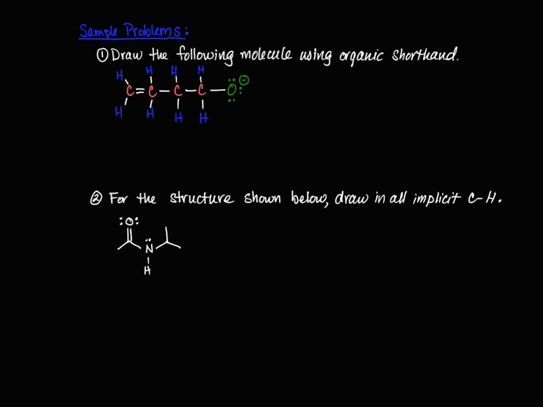All right, here are 2 sample problems. The first asks you to draw the molecule shown in organic shorthand, which is essentially what we just did. And then in the second problem, I ask you to convert the organic shorthand structure and add in all carbons and hydrogens that are implicit but not shown. Okay, so go ahead and pause the video and you can work through these 2 and then check out my answers.